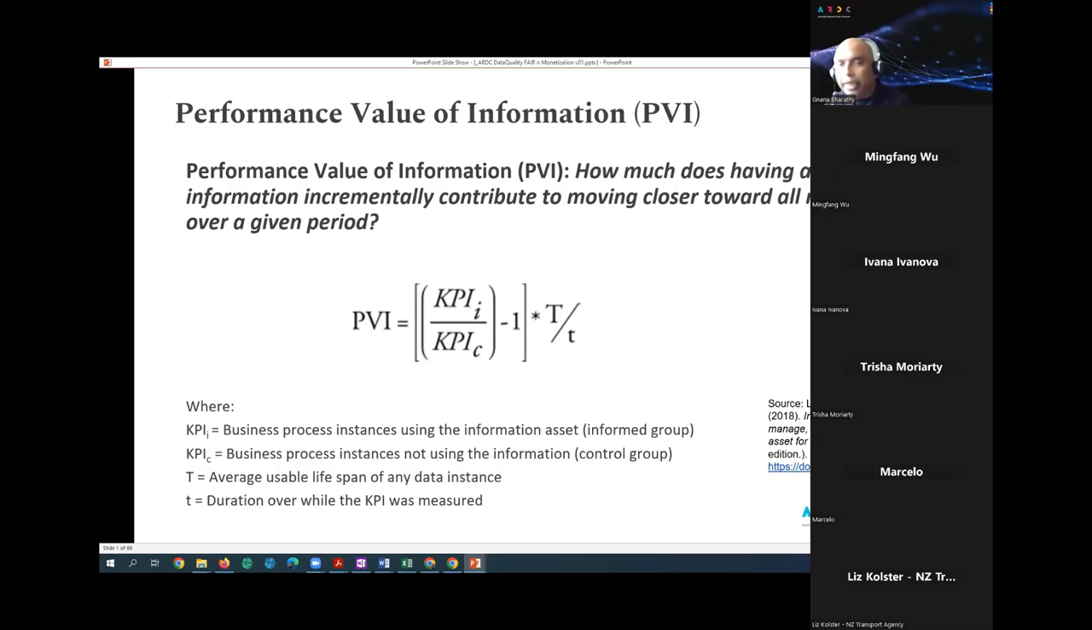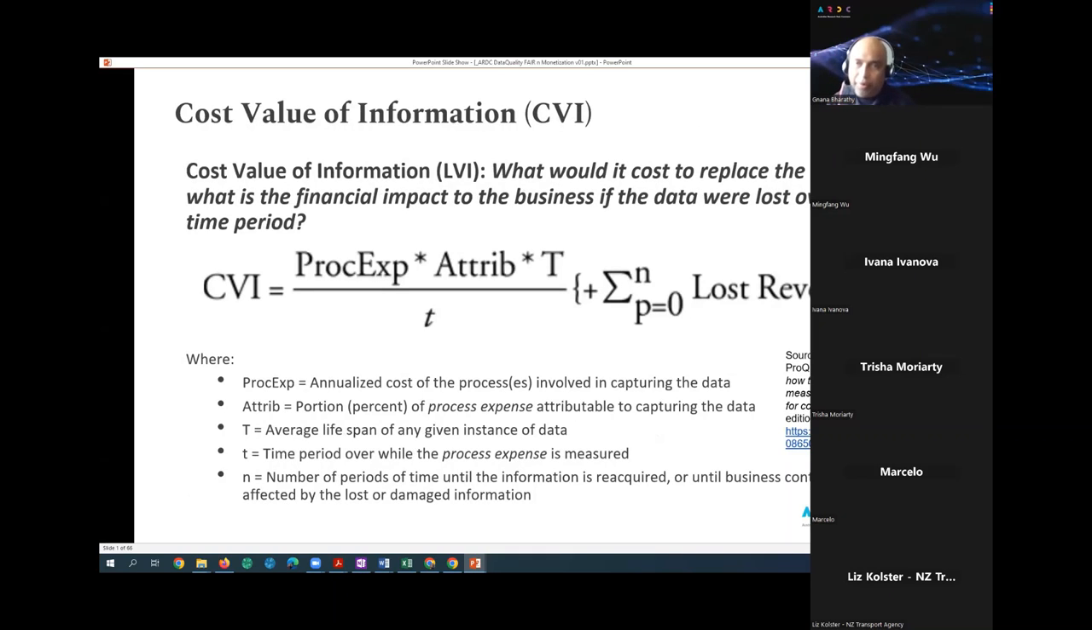Then there are other values, financial measures, such as the cost value of information, which is based on what it would actually cost to replace the data, including capturing, processing, and so on, that can be attributed to this data. As well as, if this data were not available, what would be the opportunity cost or the loss. Then market value is how much someone is willing to pay for it, in this context. And then the economic value.